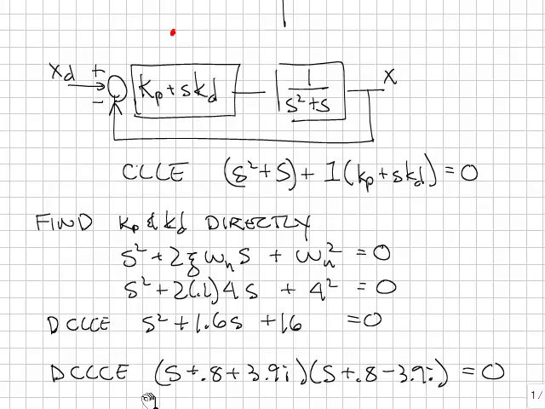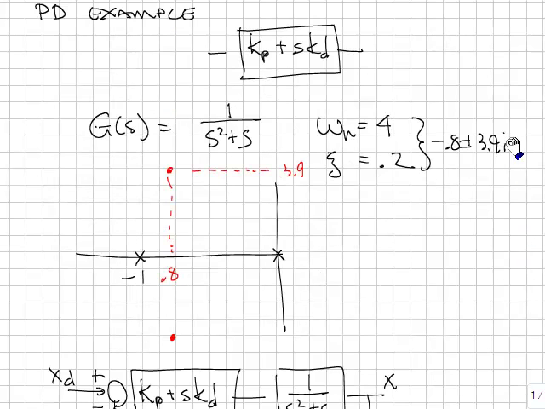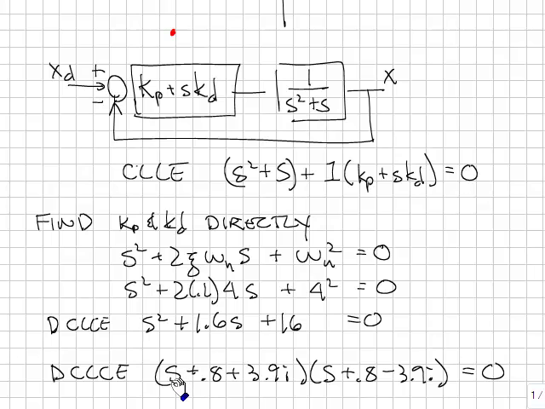Another way is to write down the closed loop characteristic equation directly, knowing the poles of the system. We found the desired closed loop poles previously. They're right here, and you can see directly it's been factored. s equals -0.8 minus 3.9i is one solution, and s equals -0.8 plus 3.9i is the other solution.